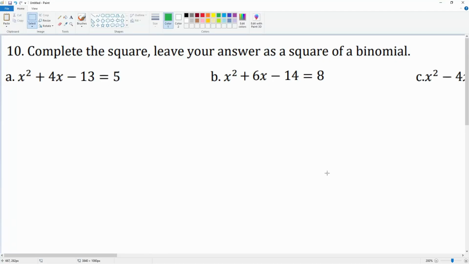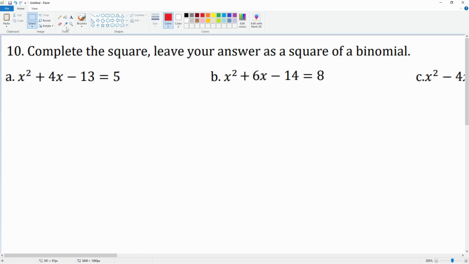Number 10 asks us to complete the square, leaving your answer as a square of binomials. All right, so we have to make it incomplete first. What I mean by incomplete is this. A standard polynomial that is complete has an ax squared plus bx plus c. This is considered to be complete. To make it incomplete, we have to take out that c. Once we take out that c, it now becomes incomplete. Then you can complete the square.